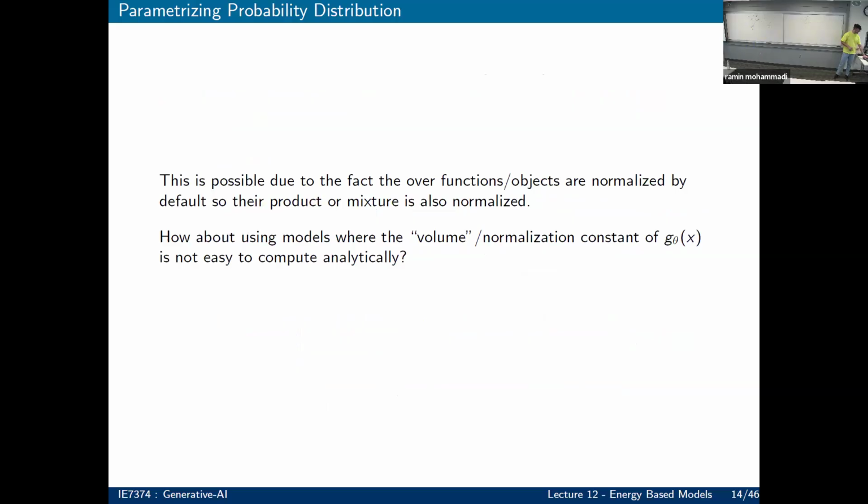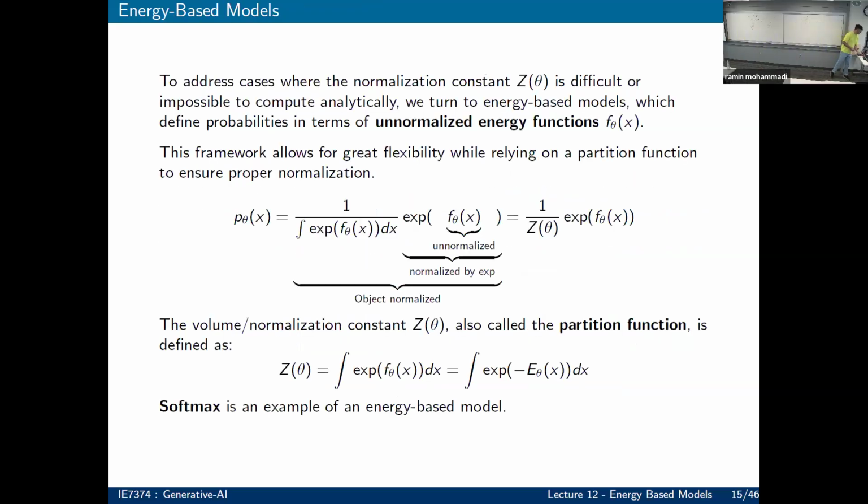Now, those are scenarios where this G of theta, this normalization factor, is easy to compute. But what if you have other types of models? This is actually not easy to compute. These are more challenging types of models. Now, the idea here is where the energy-based model comes in.